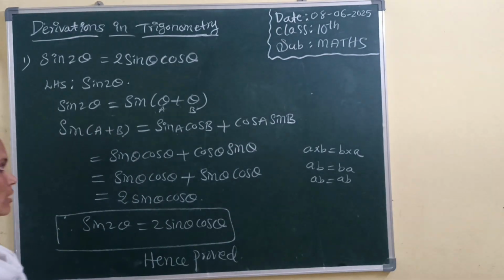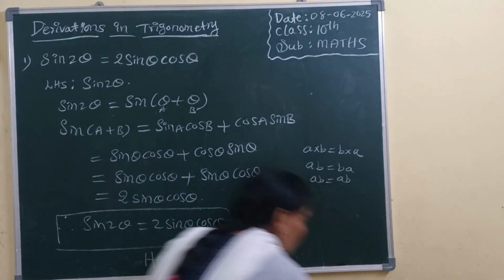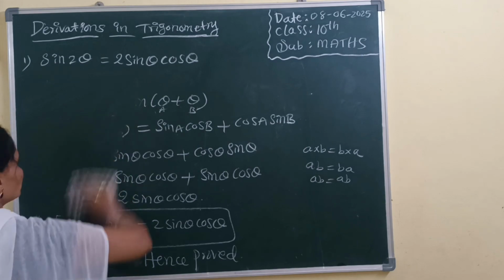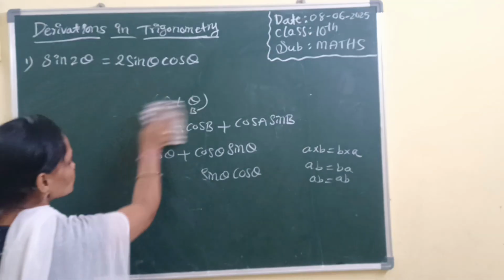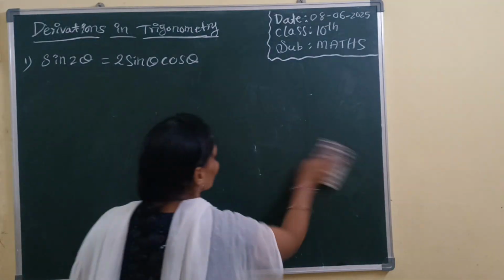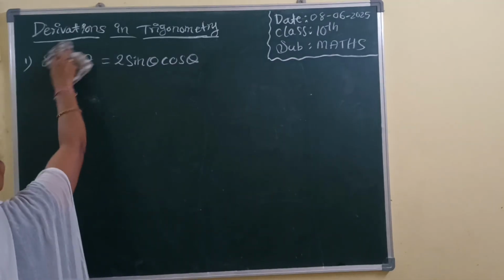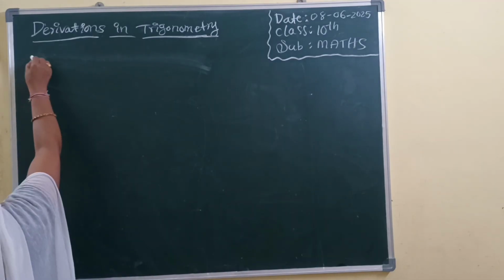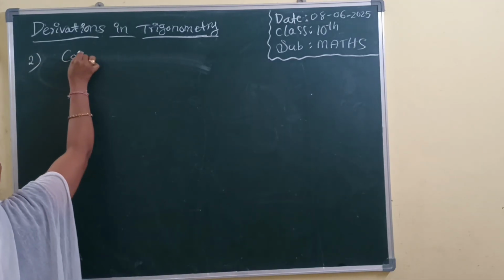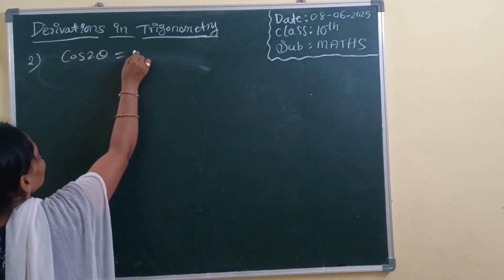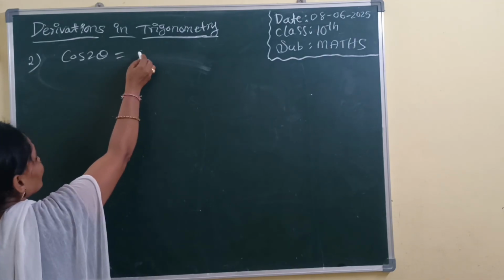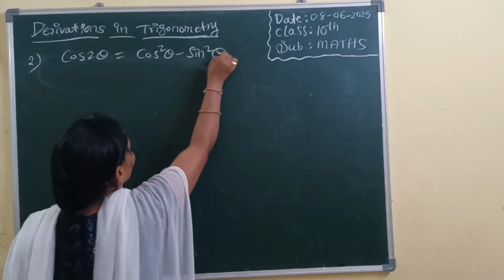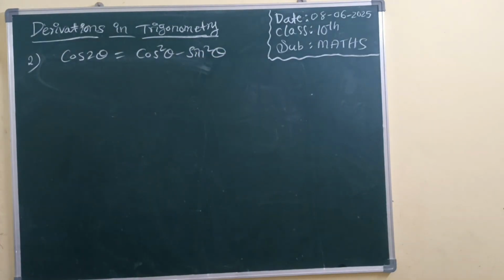One more derivation I am going to explain: the cos 2 theta derivation. Next derivation is cos 2 theta, the second one. What can we write? Here we can write cos square theta minus sin square theta. Right? Cos square theta minus sin square theta.